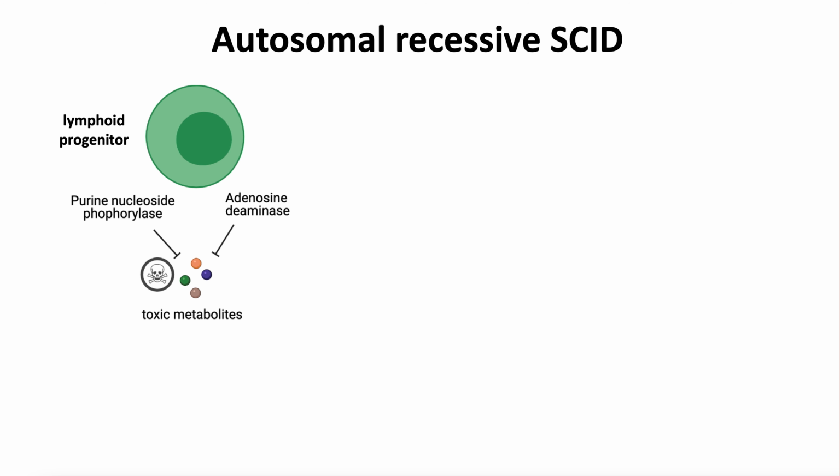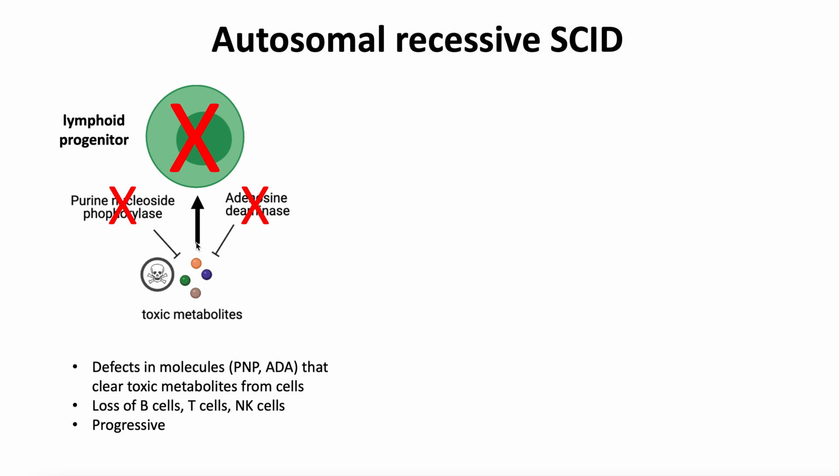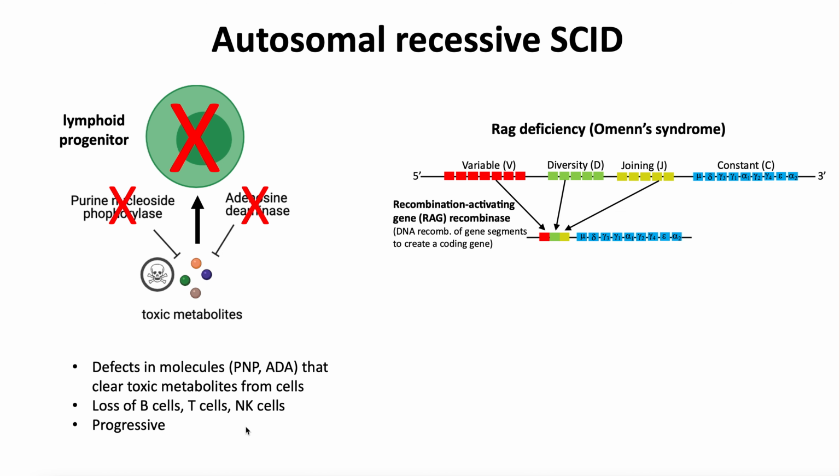Now, there are autosomal recessive versions of SCID. One common autosomal recessive version of SCID is that induced by loss of adenosine deaminase, also loss of purine nucleoside phosphorylase. These are molecules that are kind of scavenger molecules that clean up toxic metabolites and prevent them from killing lymphoid progenitors. But in their absence, these toxic metabolites can lead to progressive loss of B cells and T cells and NK cells.